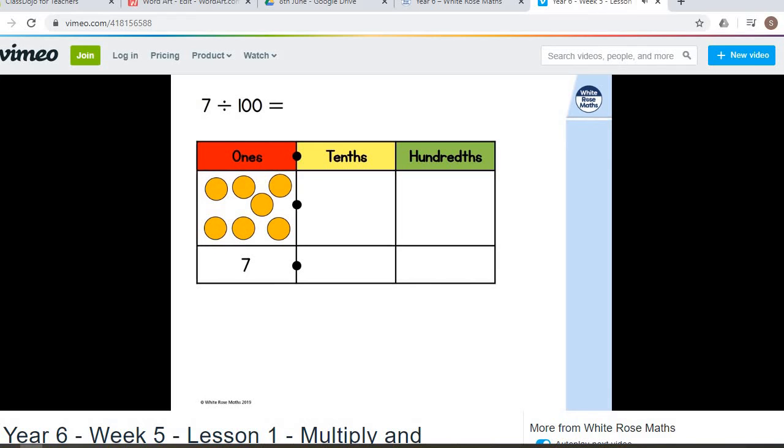Okay. This one then. 7 divided by 100. 2 places to the right would have been 0.07.